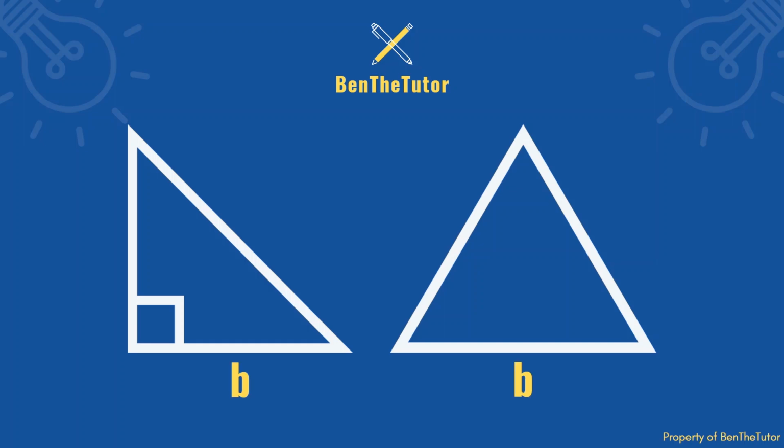So the first thing to do is to label our base, which is B, which is the horizontal length of our triangle, and the second thing is to label the height, which is H, which for the right angle triangle is simply the vertical length, and for the equilateral and the isosceles triangle it's the vertical distance between the base and the tip of the triangle, and we label that H.